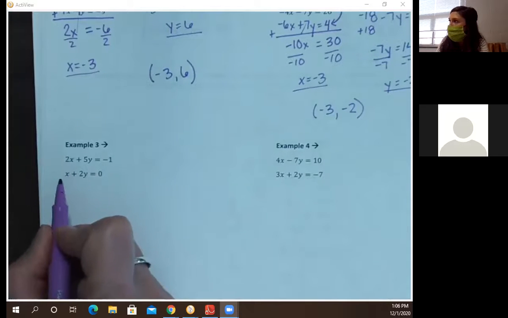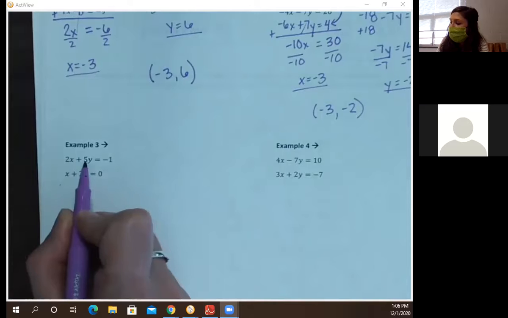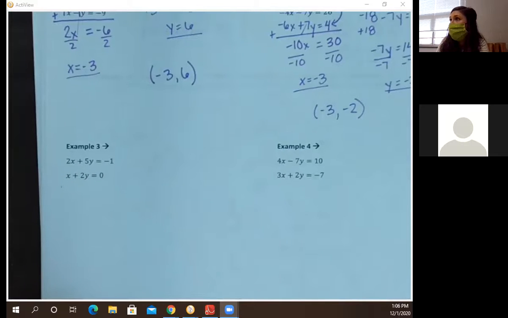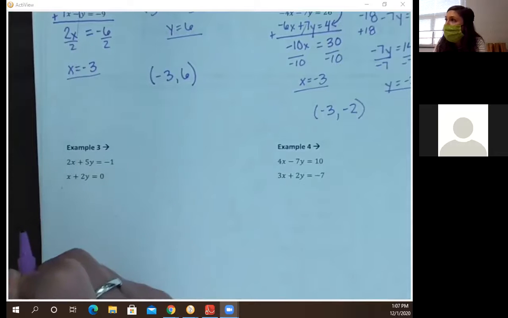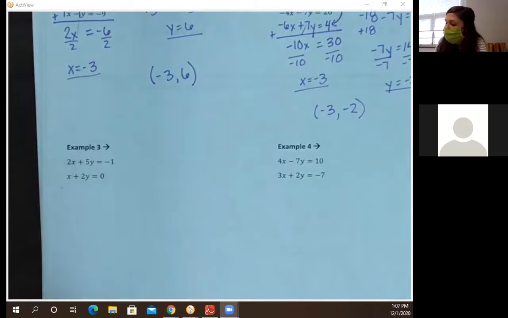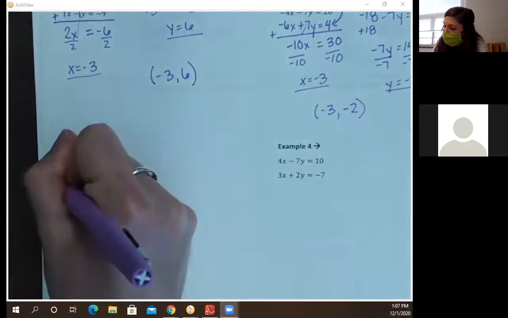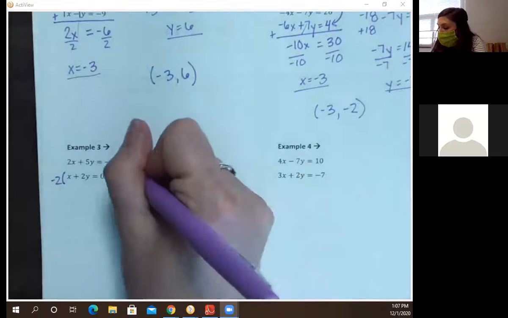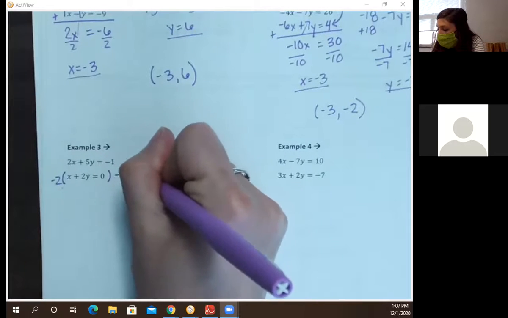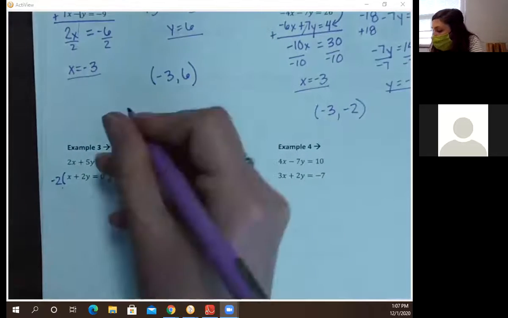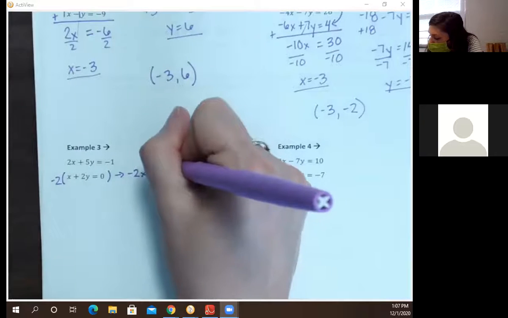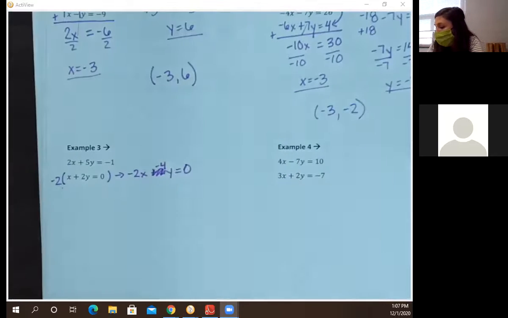So we've got 2 and 1. We've got 5 and 2. What are we going to end up eliminating? Yeah, if I multiply that bottom equation by -2, my x's will have opposite coefficients. So let's go ahead and do that. So this would give me -2x plus 2y equals 0. Oops, sorry, I did that wrong. Every term, so -4y equals 0.